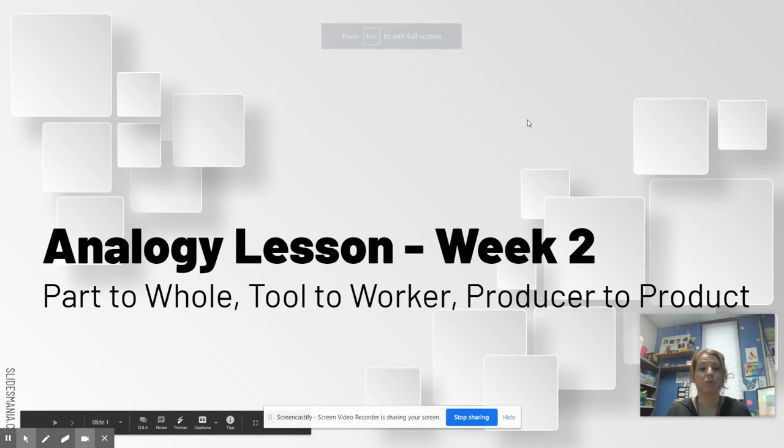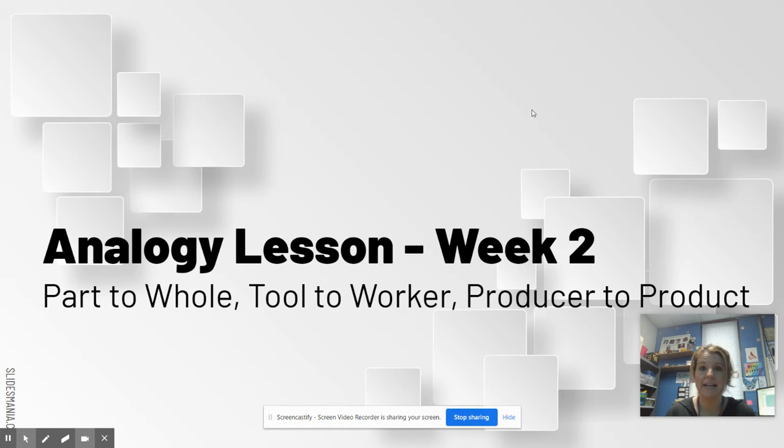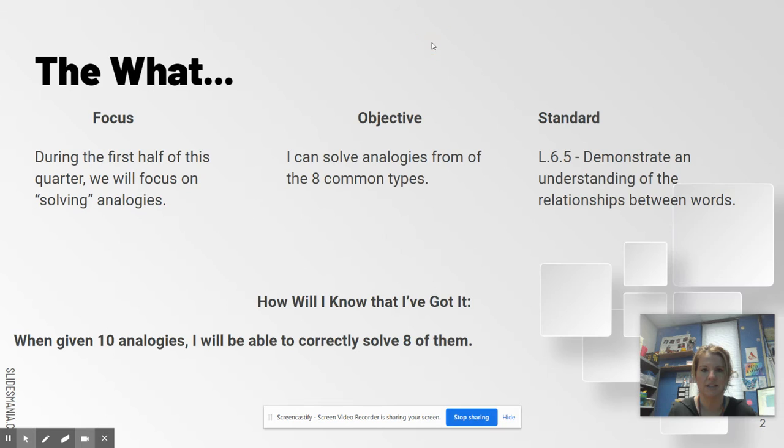Guys, so we're back here with week 2 of analogies. Last week we did synonyms and antonyms, and we'll continue reviewing those. This week we are going to do part to whole, tool to worker, and producer to product. Our focus is still the same. We're focusing on solving analogies by determining the relationship between words.